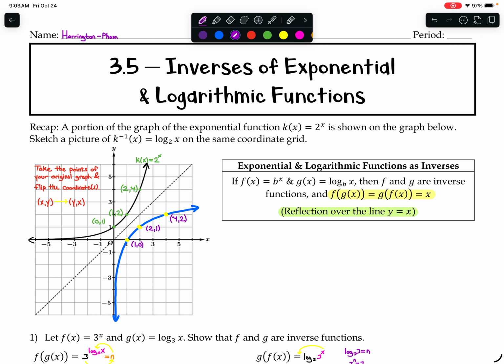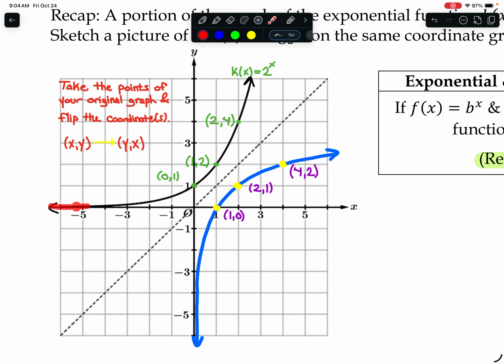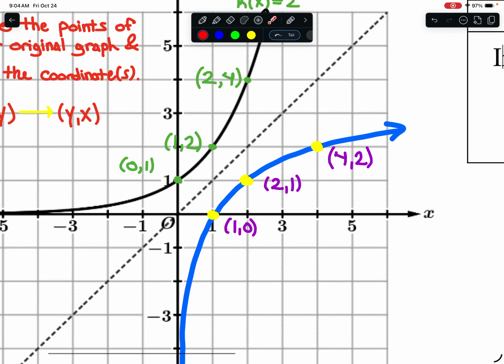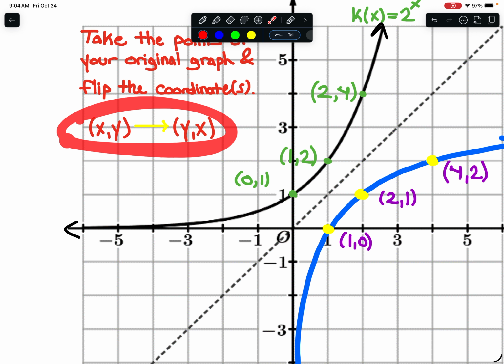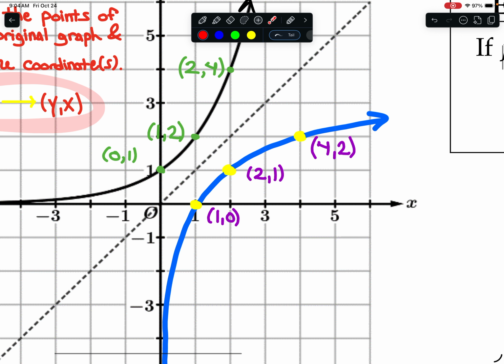Welcome back, everyone. So in this lesson, we're going to talk about finding the inverse of exponential and logarithmic functions. Just to briefly recap and start off, what an inverse technically is: we're going to take our exponential function that we have here, and with the known points that we do have on our graph, we're going to take the coordinates and just flip them. So when I flip them, we're going to result in these three following points.